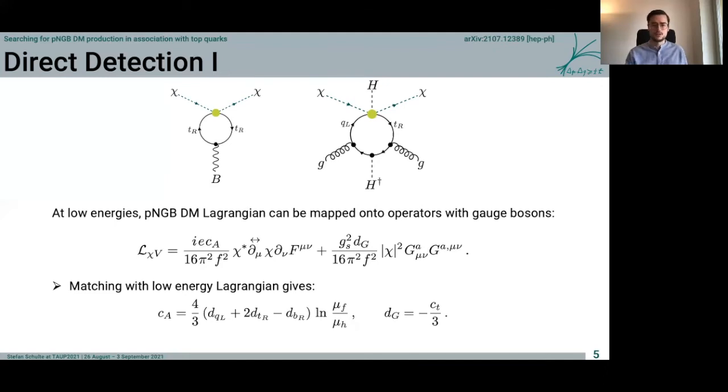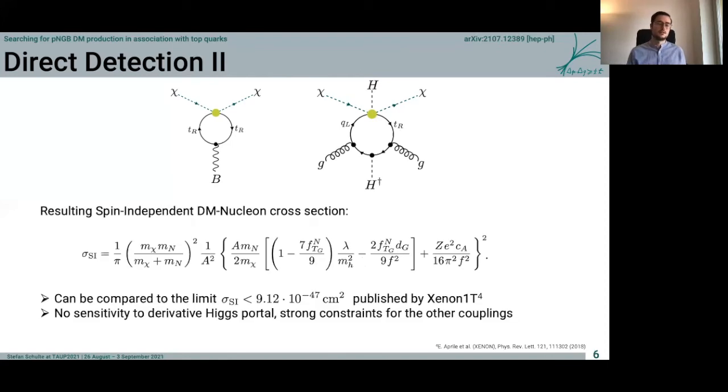And with the Lagrangian that is displayed here, you can then compute the spin-independent dark matter nucleon cross-section that you can see here. Now, the exact formula is not so important right now, but you can take this expression and compare it to the current 90% confidence limit published by the Xenon collaboration. And this then results, again, in very strong constraints on all of the model parameters, except for the derivative Higgs portal.